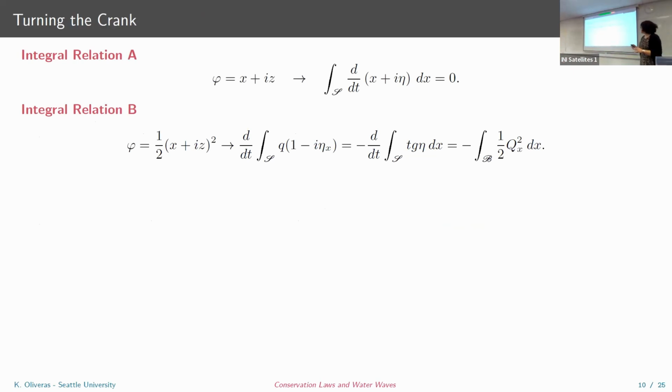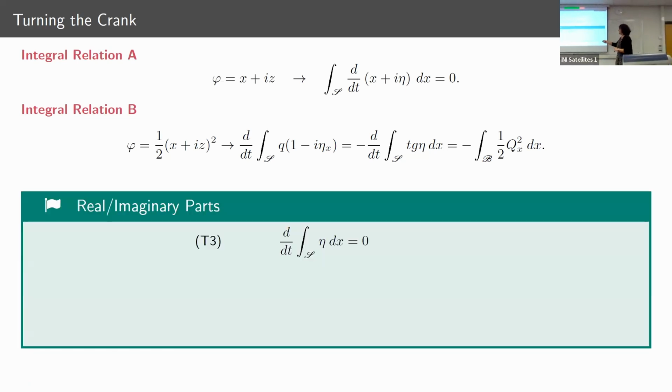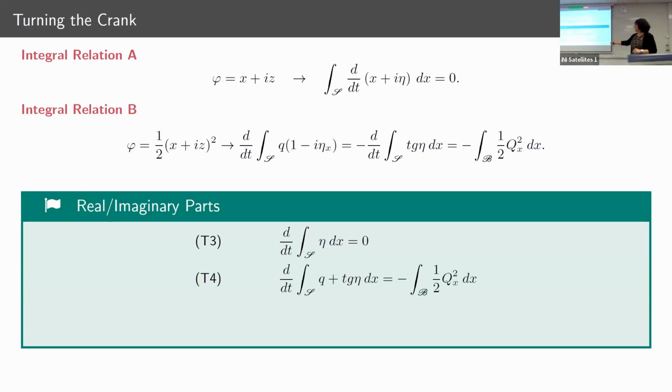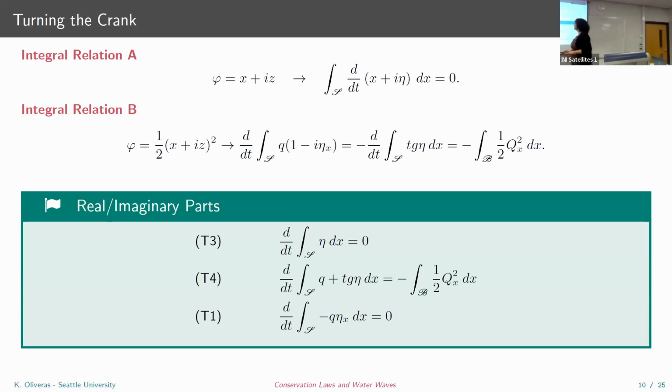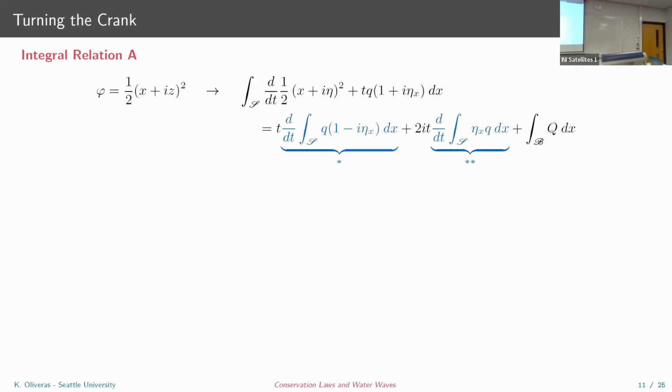And if I close my eyes and squint and take real and imaginary parts, then I realize that the imaginary part of the first one gives me conservation of mass. The real part of the second one gives me this conserved density. And then I get conservation of momentum from the imaginary part. And you can keep going. So go up a higher power, plug it into the next equation.